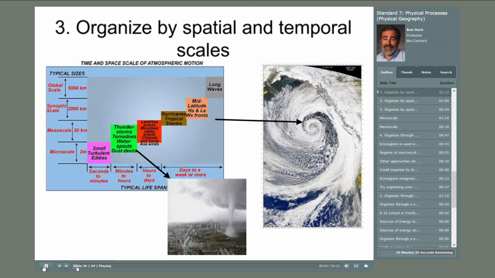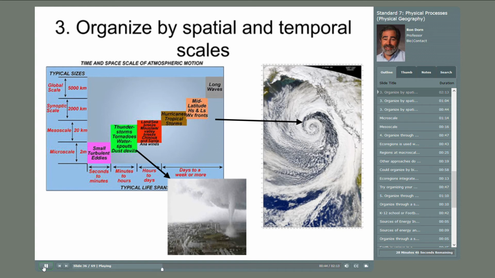Another way to think about the standard is in terms of spatial and temporal scales. I like this diagram on the left, and I'd like you to take a look at it. There's the spatial scale on the vertical, where you go from the globe as a whole all the way down to 2 meters at the microscale. And then there's the horizontal scale, which is the time of an atmospheric effect, from seconds to minutes to days to a week or more. So I've isolated 2 examples here where you can see where they fit.